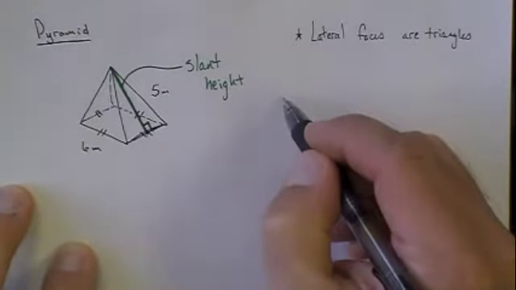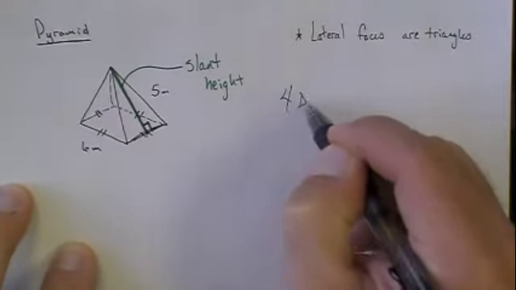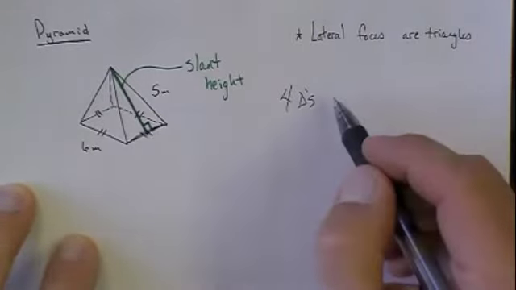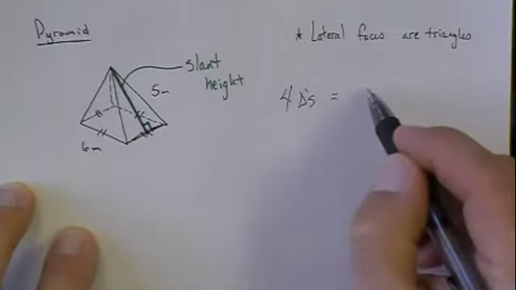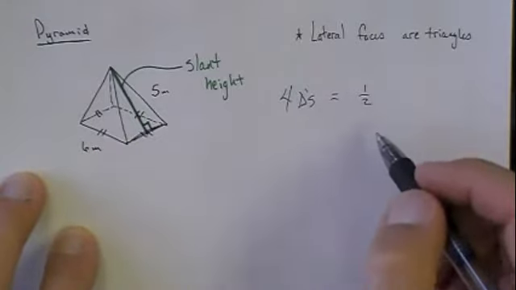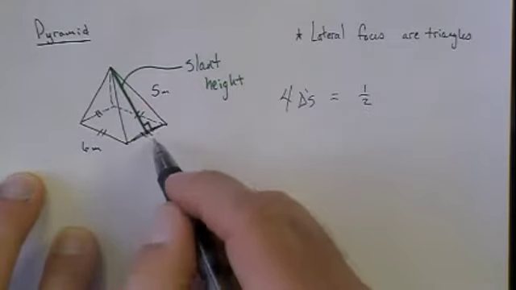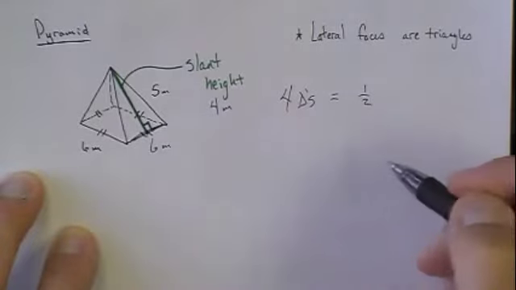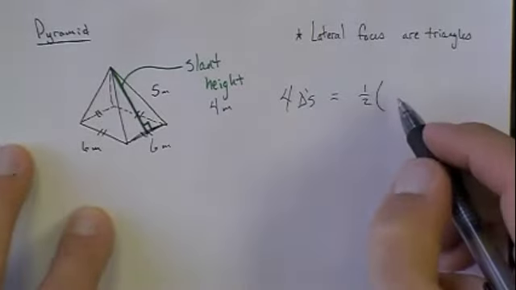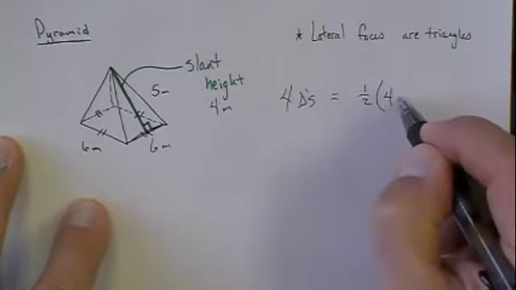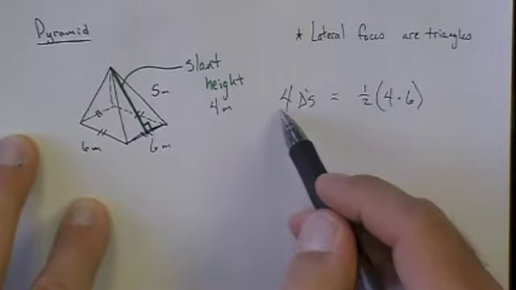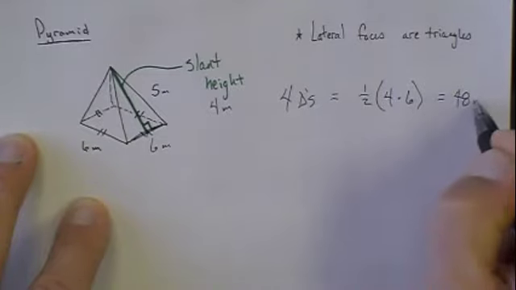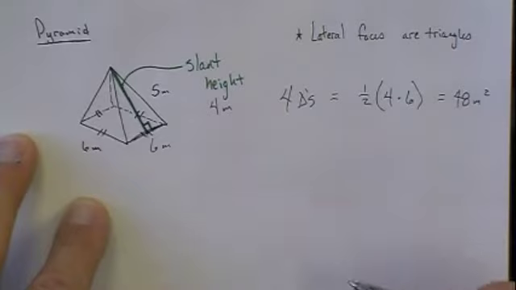So in finding the area of those triangles, in this case we have 4 triangles. This being a square on the bottom, all 4 of those triangles are congruent. So to find the area of those 4 triangles, we have 1/2 times base times height. Now we see here that our square is 6 meters on each side. Let's say the slant height here is 4 meters. So we have 1/2 times 4 times 6. And again, there's 4 of those triangles. So that would give us a total of 48 square meters for all 4 of those triangles.